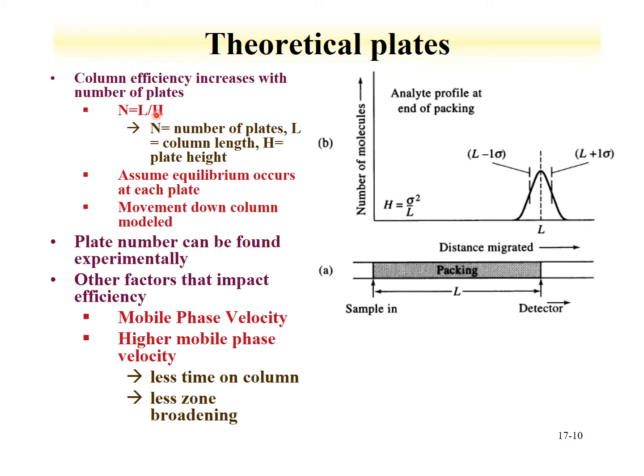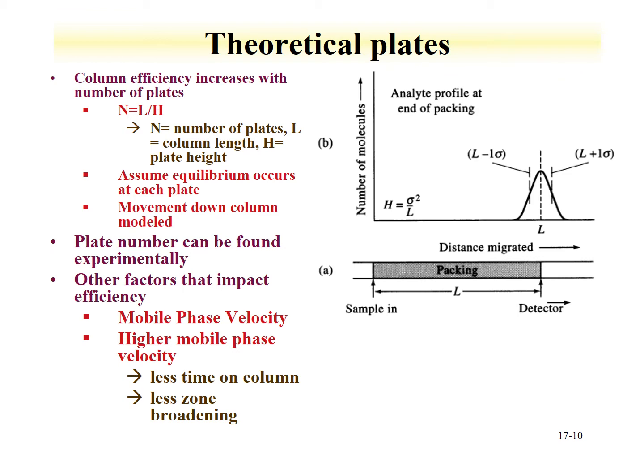where the number of theoretical plates is equal to the length L divided by H, where L is the length from your initial point to the center point of your elution peak, where you get a Gaussian distribution around the center peak, and H is equal just to the Gaussian distribution squared divided by L.